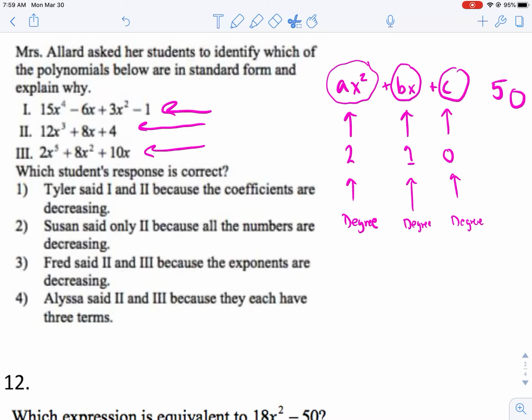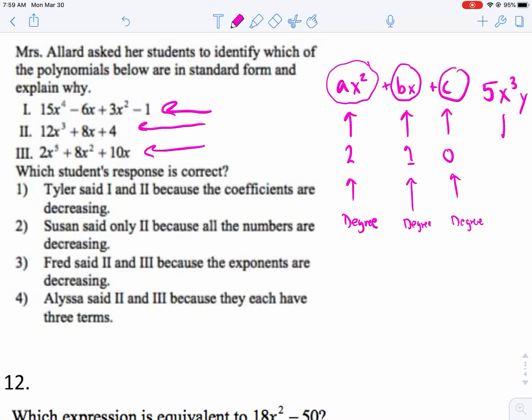And let's just take the constant 5, for example. We don't see an x located next to it. All right, so because we don't see an x, therefore its degree is 0. If we had 5x, our degree would be 1. If we had 5x cubed, our degree would be 3.